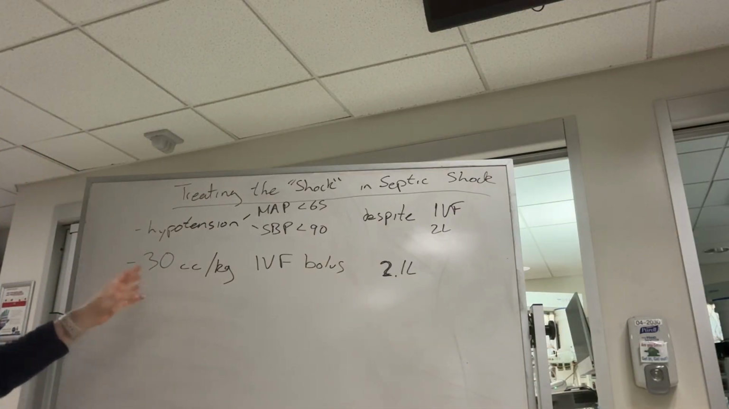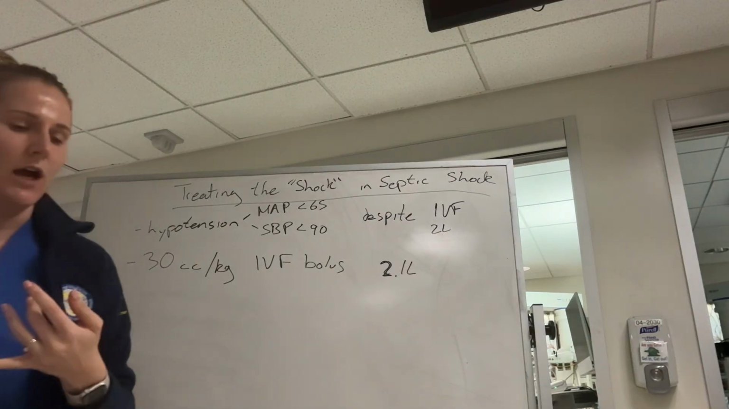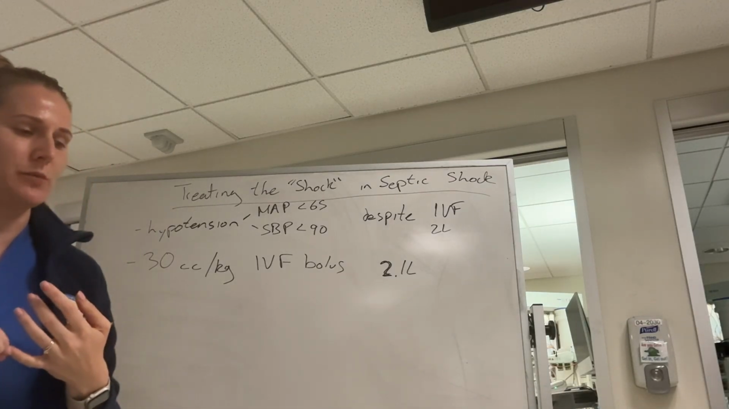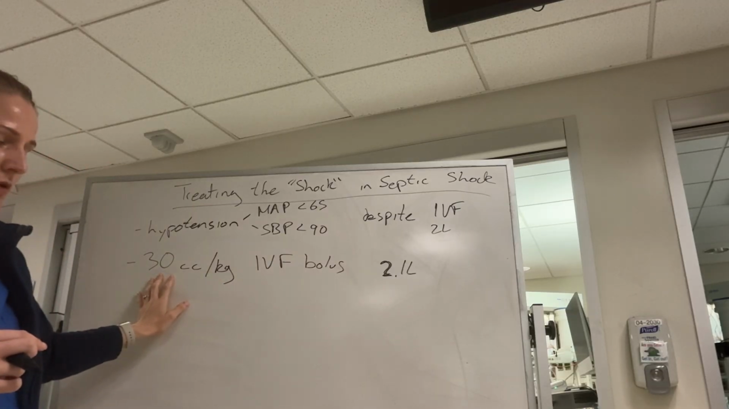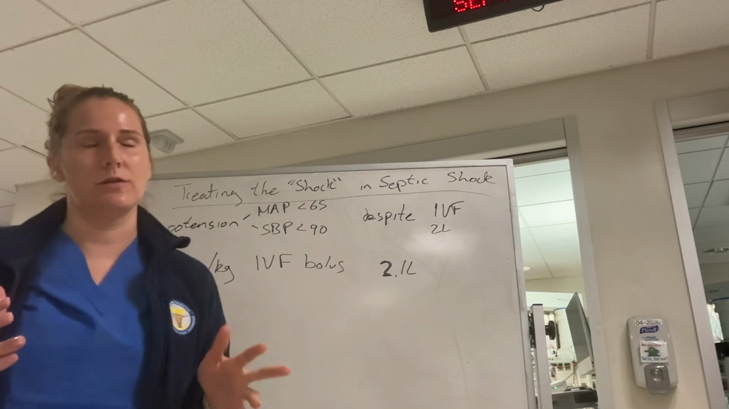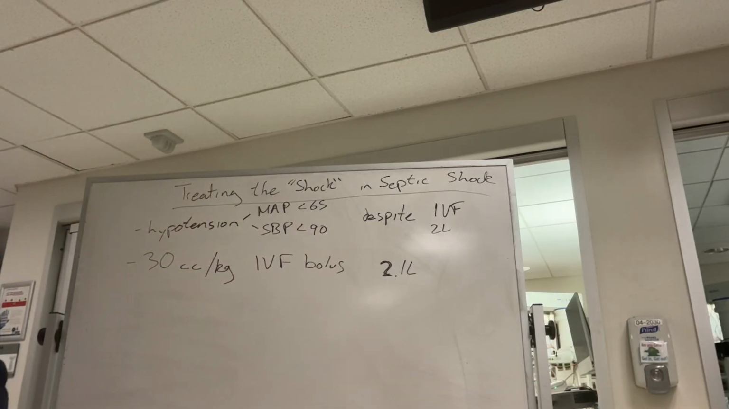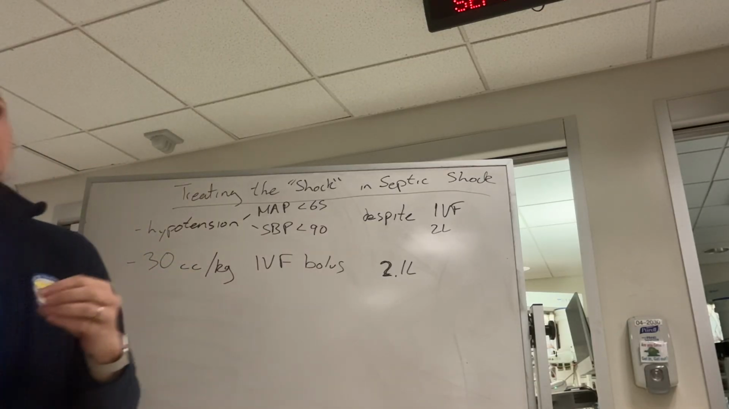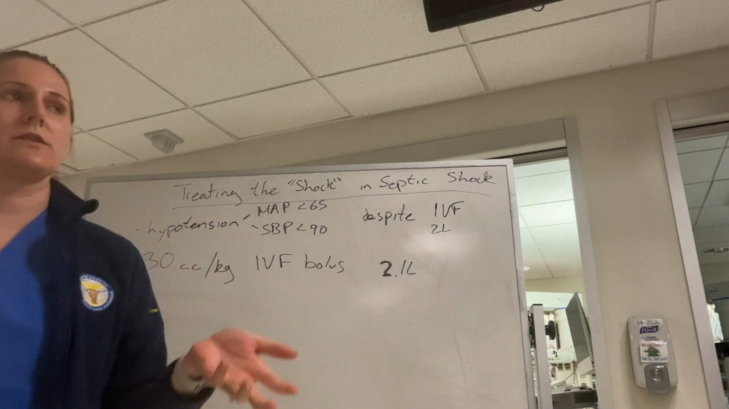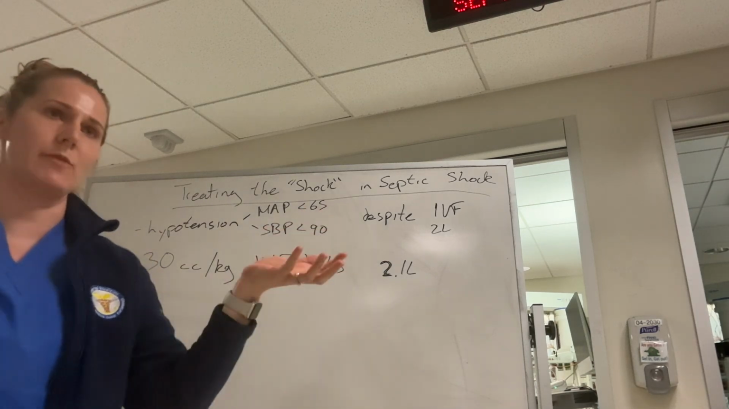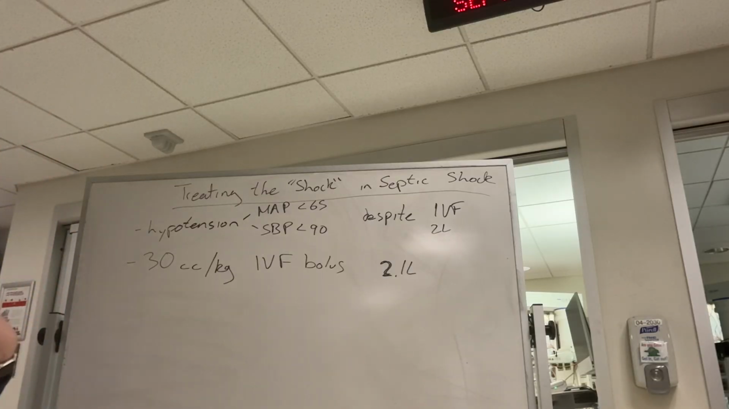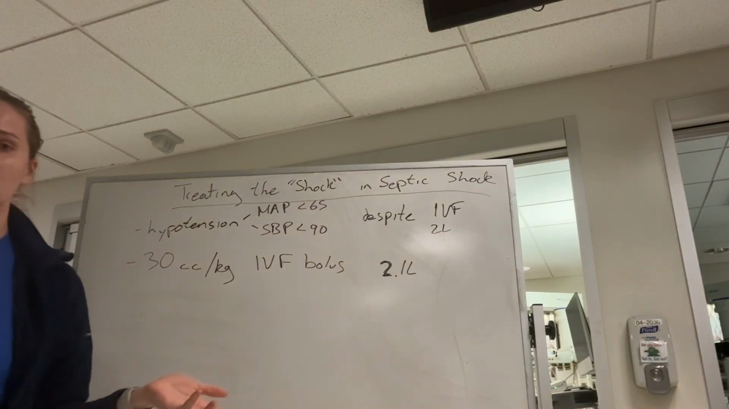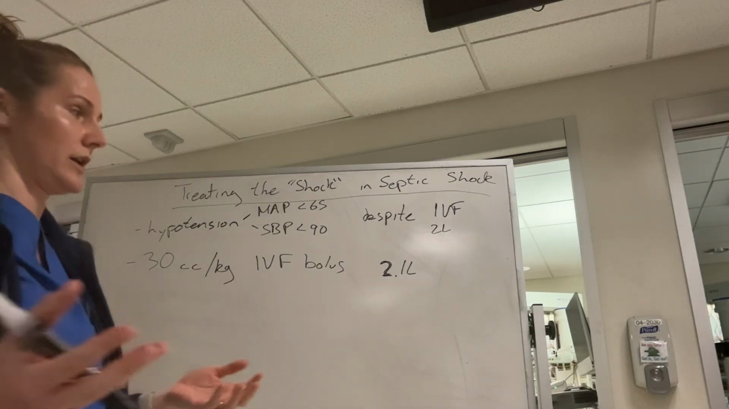Okay, so there's 2 things I want to talk about. One is how to help differentiate the people who need a different amount than the 30 cc's per kilogram. That's a concept we call fluid responsiveness. Essentially, if I give you more IV fluids, will you respond? By respond, I mean, will your blood pressure get better? Will your tachycardia get better? Or will it not do anything, or potentially make things worse?